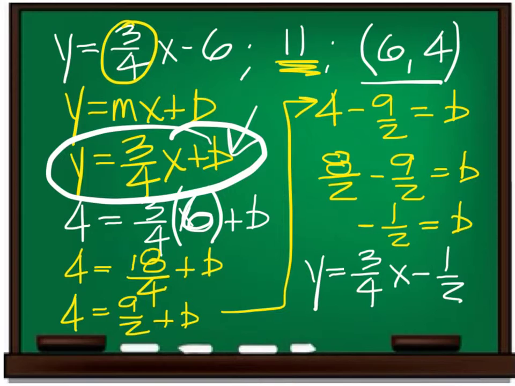You will not have any mixed numbers in these problems. If you end up with one, then you must change it to an improper fraction. For some of you, fractions might still be a problem. 4 minus 9 over 2. If I need a common denominator here of 2, then I multiply the 4 by 2 as well. That's where the 8 comes from. That's why we have 8 over 2. And then subtract.